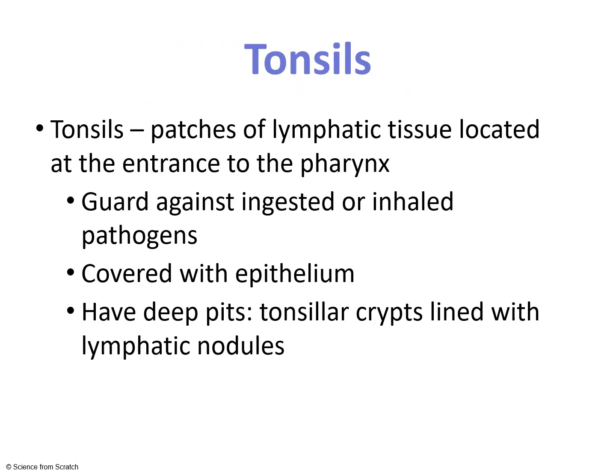So the next secondary organ that we'll talk about are the tonsils. These are patches of lymphatic tissue that are located at the entrance to the pharynx. And you actually have more tonsils than you can see, but these guard against ingested or inhaled pathogens. They are lined with a layer of epithelial tissue, and they're going to have these deep pits, these tonsillar pits that are lined with lymphatic nodules, and bacteria can wedge and grow and get deep into those pits, which is sometimes why they get swollen and enlarged.